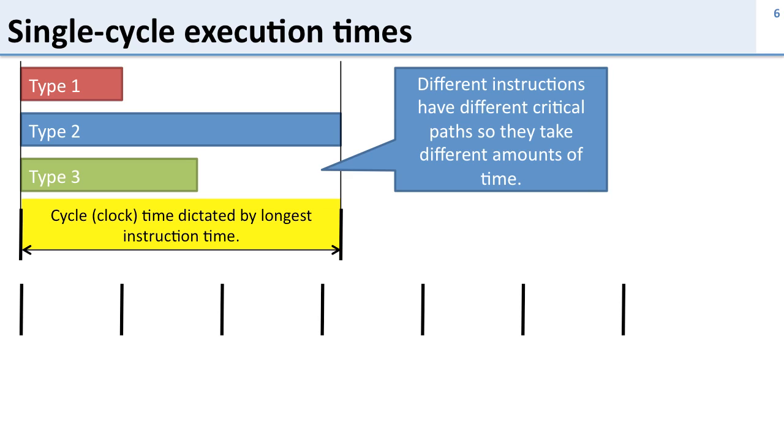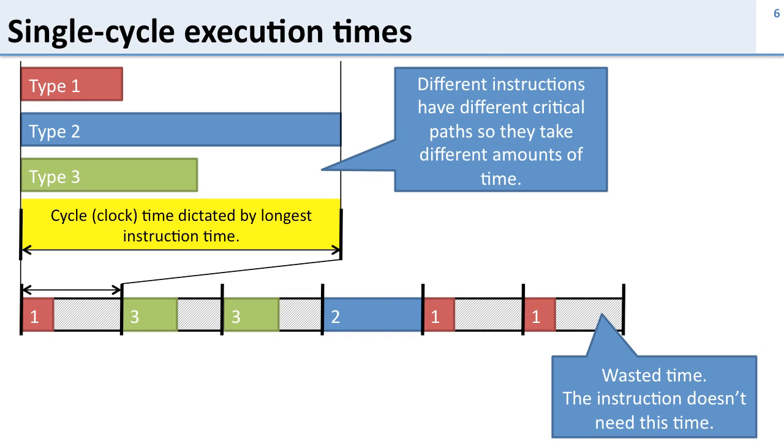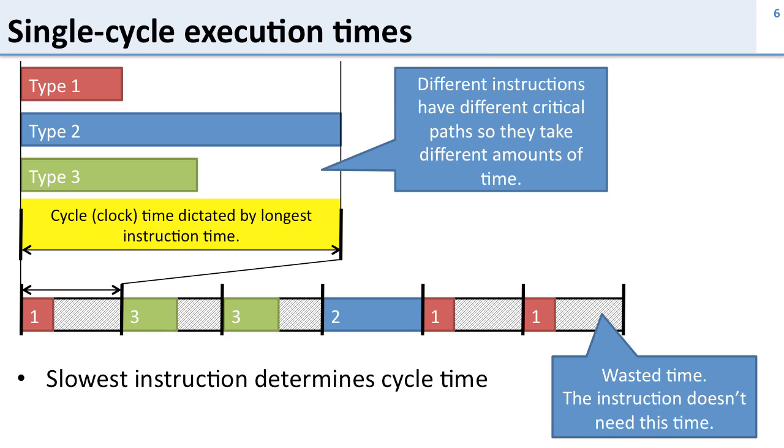So let's take a look at the effect this has on a program. We've got a bunch of clocks here, and we'll shrink things down so it fits on the screen. And we'll put in some instructions: instruction 1, 3, 3, 2, 1, and 1. And what you see from this is the shaded area is all wasted time. This is time the instructions don't need. So the one instruction here at the end doesn't need all of this time, but the clock has to be that slow because type 2 instructions do need it. So for single cycle execution, the slowest instruction determines the cycle time, and much of the time is wasted.